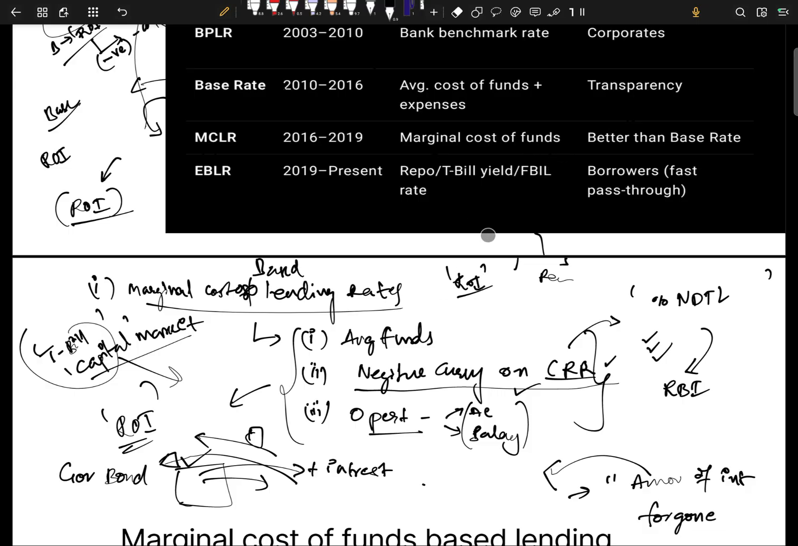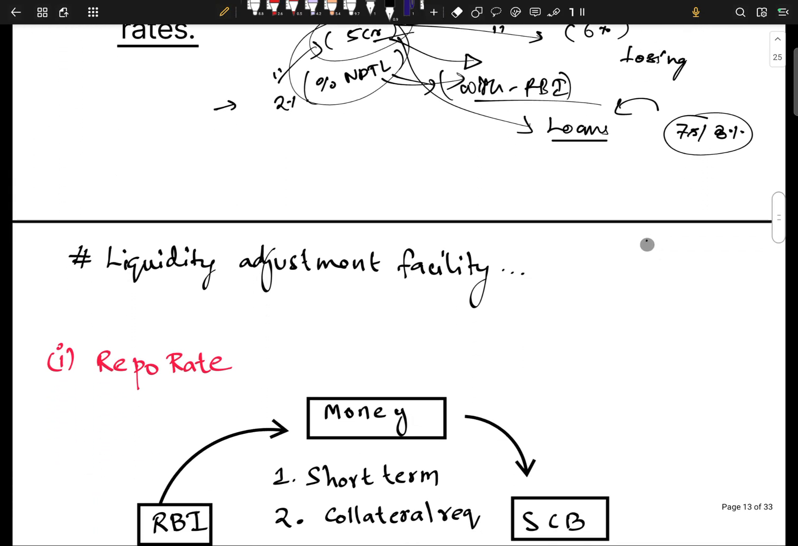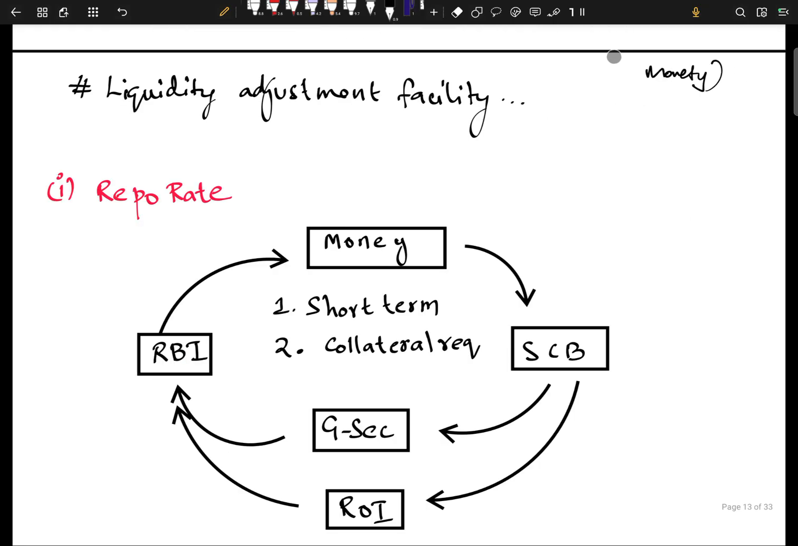So we know how banks decide their interest rates, right? Let's now look into the monetary policies or the monetary tools, specifically the qualitative tools. Number 1, liquidity adjustment facility tools. This is a broad band. Under this there is repo rate, there is reverse repo rate, and there is standing deposit facility.